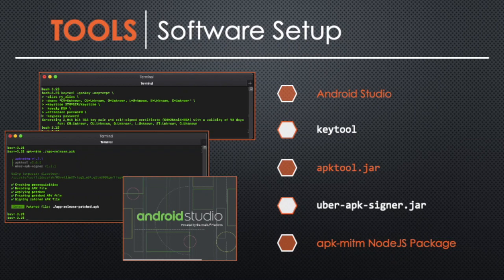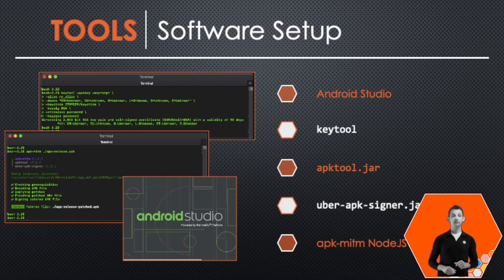And lastly, we're going to take a look at a Node.js package called APK-minim, which eliminates all the challenges of removing certificate pinning from a mobile app. None of these tools are tools that I have created. They're all created by other people, and we will give appropriate shout outs as we address each one.